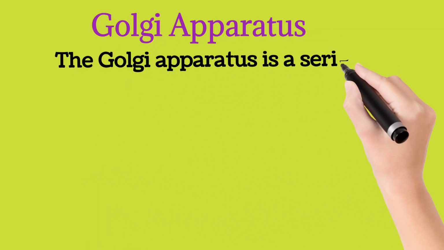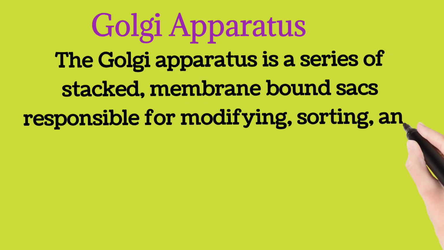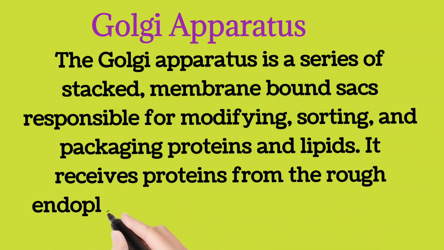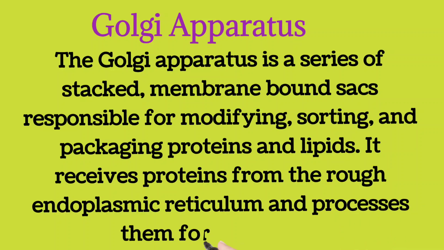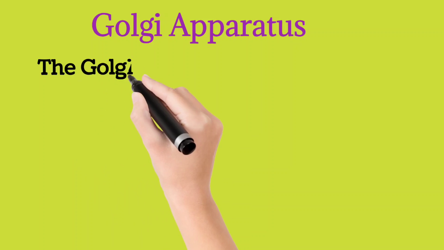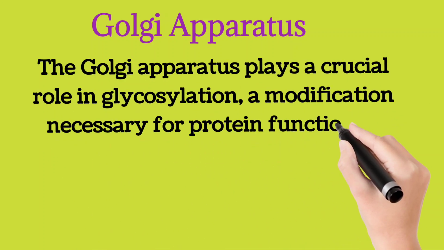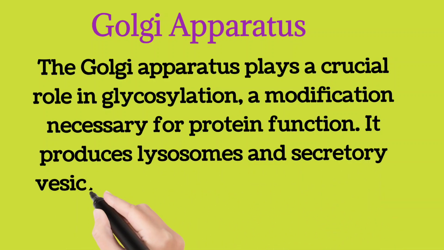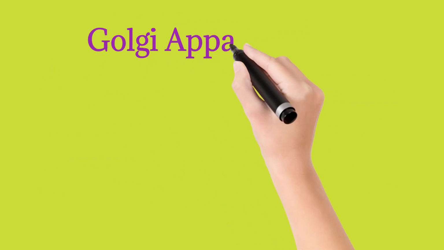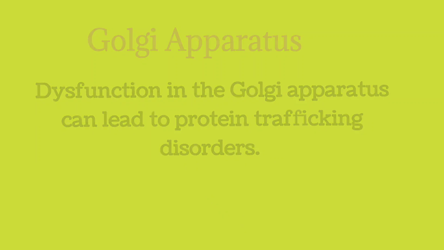Golgi apparatus. The Golgi apparatus is a series of stacked membrane-bound sacs responsible for modifying, sorting and packaging proteins and lipids. It receives proteins from the rough endoplasmic reticulum and processes them for transport. The Golgi apparatus plays a crucial role in glycosylation, a modification necessary for protein function. It produces lysosomes and secretory vesicles that transport molecules to their destination. Dysfunction in the Golgi apparatus can lead to protein trafficking disorders.